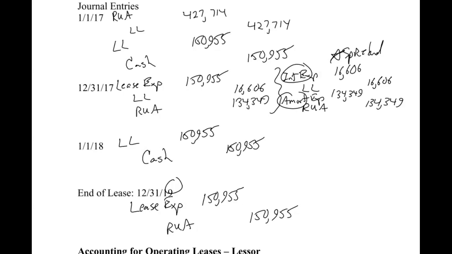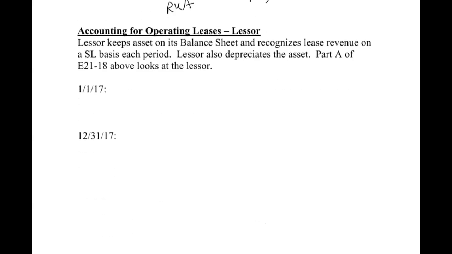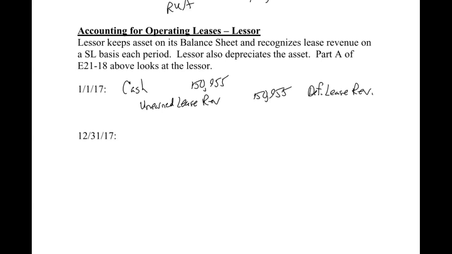All right, so for the lessor, real quick. So looking up here at the lessee, there's a lot of similarities. Down at the lessor, it's a lot different. All right, so all they're going to do is when they receive cash, 150,955. Because remember, they're not getting rid of the asset. The asset is still on their books. All right, because it's not a finance lease, and they call this unearned lease revenue. Remember, unearned revenue is a liability. The Spiceland book calls this deferred lease revenue. Same thing, deferred, unearned, both are good.